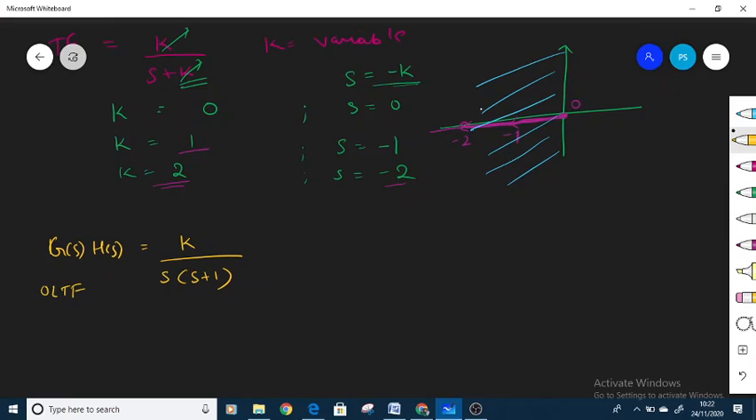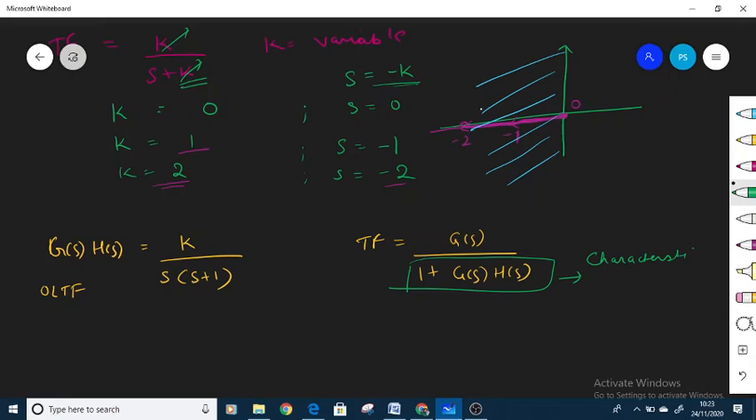This is OLTF. Okay. So the system's transfer function for any generic control system, if G(s) is the forward path and H(s) is the feedback path, comes out to be equal to G(s) upon 1 plus G(s)H(s). Okay. So here we define this term, that is 1 plus G(s)H(s). This is actually known as the characteristic equation. This is known as the characteristic equation for the system.